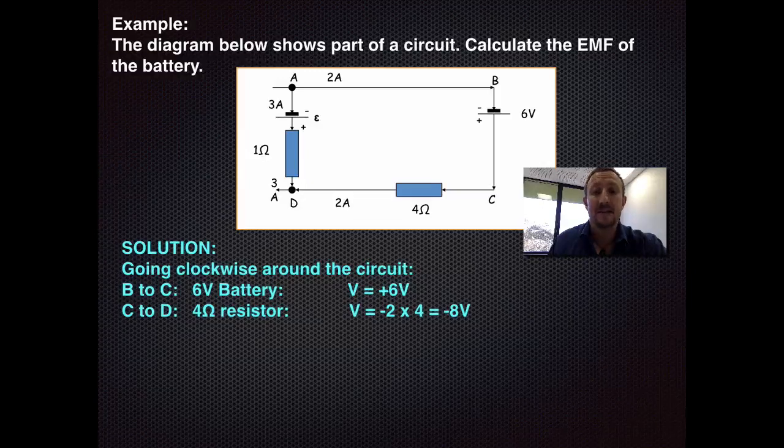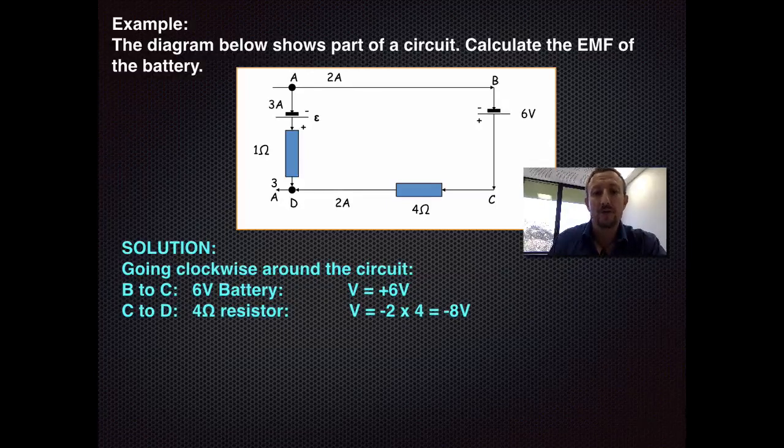Now in C to D, I'm going through the 4 ohm resistor. Now I want to know what the voltage is going through the 4 ohm resistor. So I use my resistance law, V equals IR. Now I know I because it states going from C to D, there is 2 amps of current, and I know my resistor is 4 ohms. So I've got 2 times 4 equals 8. I'm going with the flow, so it's a negative voltage which is coming out. So remember, with the flow in a resistor, energy comes out, so I show that as a negative.